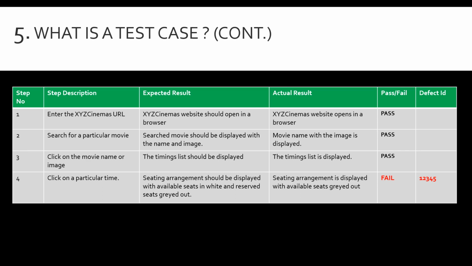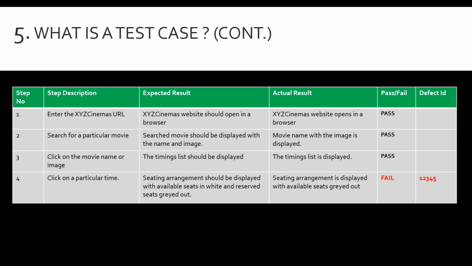So once these steps are successful, which is the actual result is as per the expected result, then the pass fail column should be updated with pass pass pass, indicating that these steps were successful. Let's look at the last step, where once the particular time is clicked, the available seats should be shown in white. But what was observed was all the seats were grayed out, even the available seats, which is a fail. So this particular step was not successful.